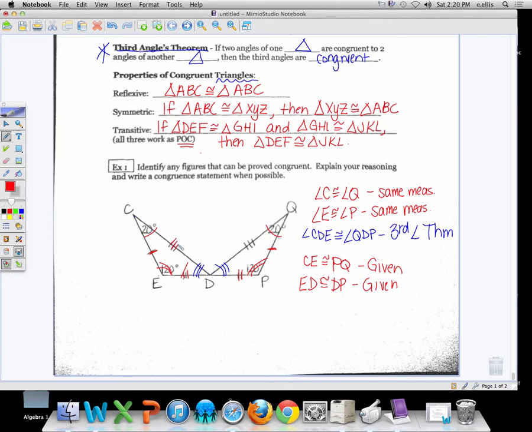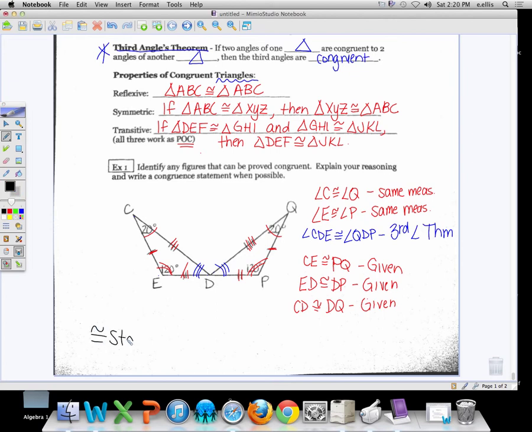And the third side, with 1, 2, 3 markers, CD on the left, is congruent with the segment with 1, 2, 3 markers, DQ on the right. All 3 sides were already marked congruent. That is given. So we've got all 3 angles, all 3 sides, which means that the triangles are also congruent.